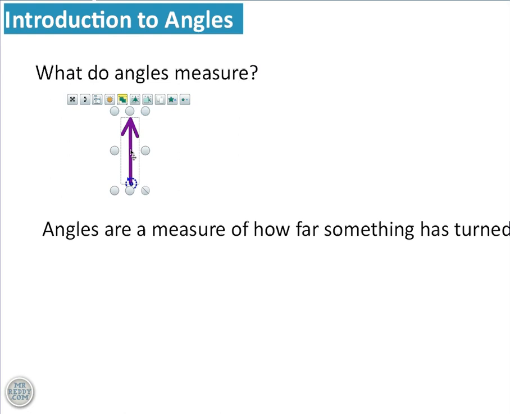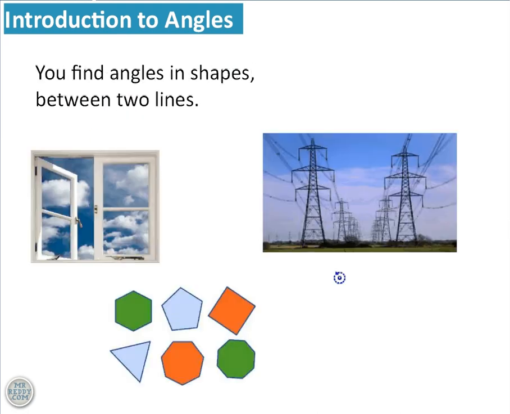So for example, if I take this arrow and I start to turn it, the angle will be a measure of how far it has turned. Let's look at some angles in shapes. You can find angles between two lines. If I've got two lines on the edge of a window, I will have an angle created between them.